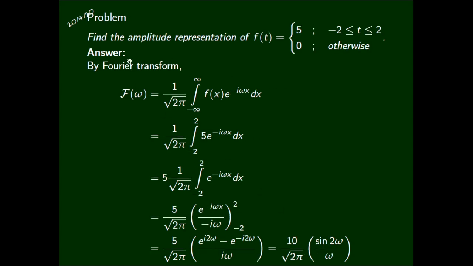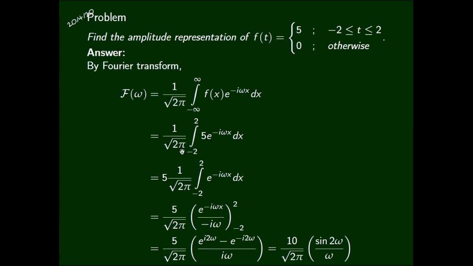Next problem: find the amplitude representation of f(t) equal to 5 when minus 2 is less than or equal to t less than or equal to 2, and 0 for other values, that is, t outside this range minus 2 to 2. By the Fourier transform definition, f bar of omega is equal to 1 by root of 2 pi, integral from minus infinity to infinity of f(x) e raised to minus i omega x dx. Here this function f(t) takes the values 5 and 0, so we put the non-zero value here in the range minus 2 to 2.